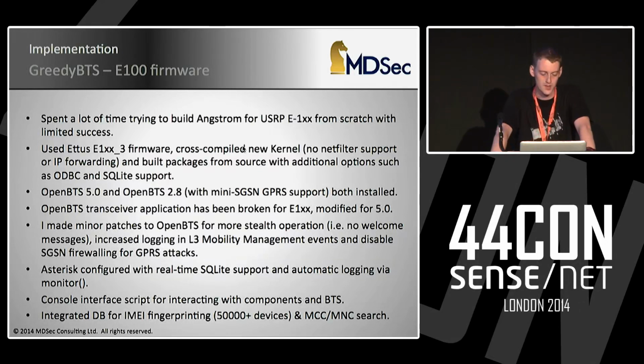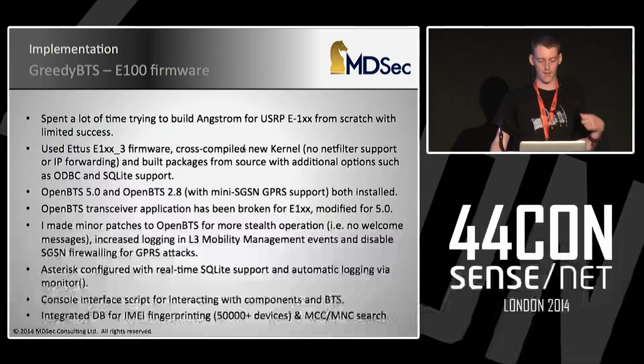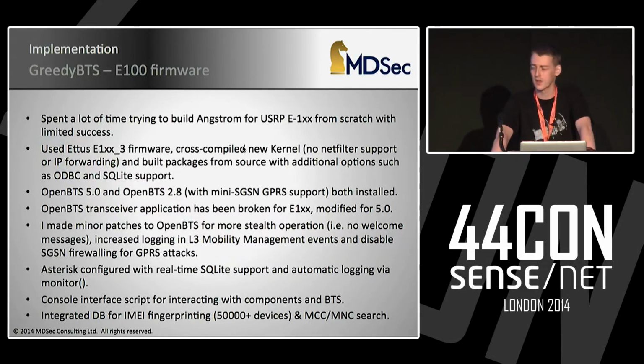And then I've also increased logging in things like the L3 mobility management for events, so that I can more accurately track what's going on over the air for performing attacks. I also turned off the SGSN's firewalls for GPRS attacks, so that the BTS itself can begin targeting via packet radio any mobile devices that it's seen. I configured the Asterisk environment to have full real-time support and automatic logging of any traffic via functionalities like monitor. I then added a console script for interacting with the various back-end components of the BTS.